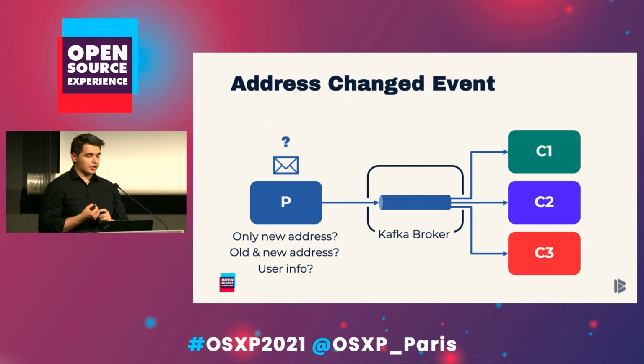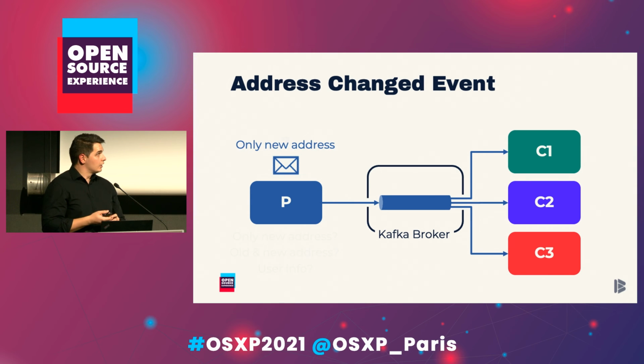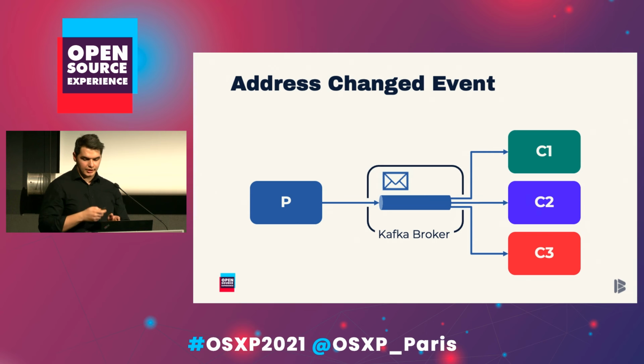So the main question is, what should we put in that event, right? Should we put only the old address, the old and the new address? What about some user information? Let's say we only go for the new address, we put that into the topic, into the event stream. Topics are persisted, so it persists the event, and then they are forwarded to the consumers, which are actually 3 of them.